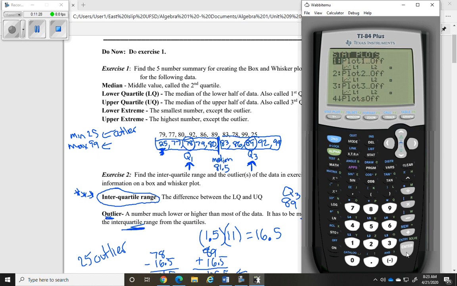So just hit enter. And now we're at plot 1. I need to turn it on, so I'll click so that the on is highlighted. Now there's different types of graphs that this calculator will do for you.